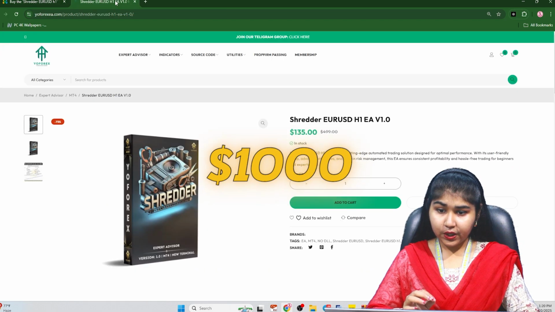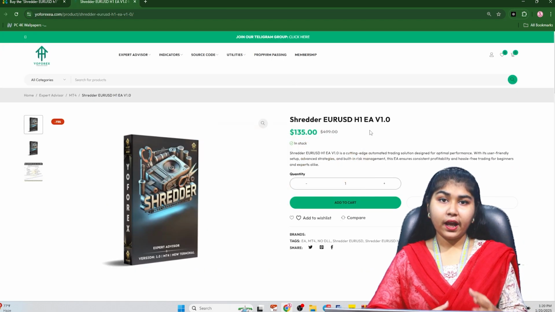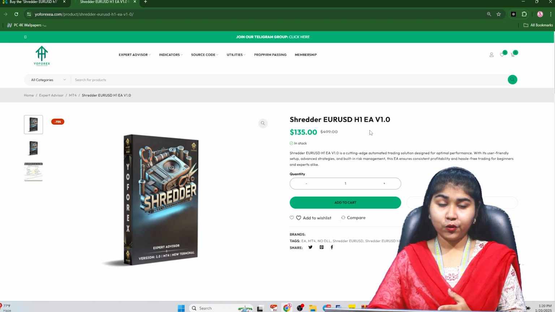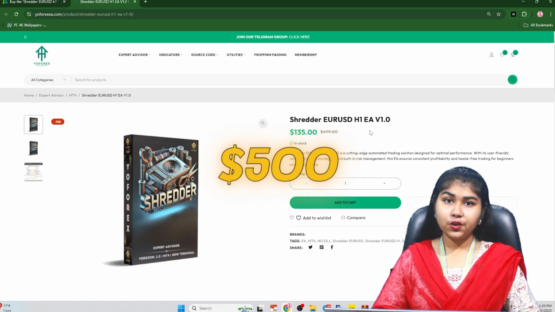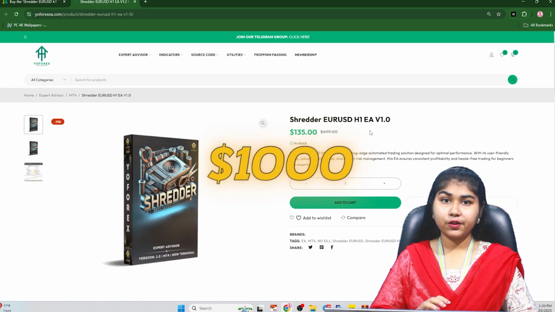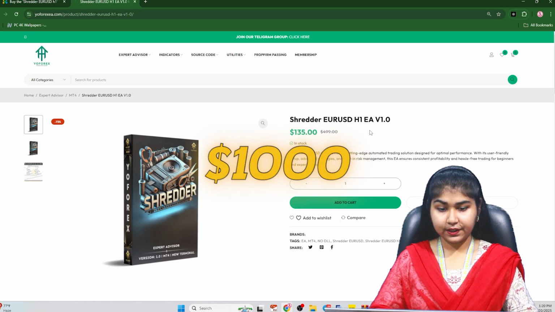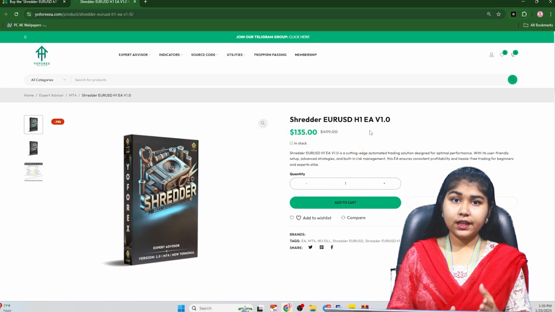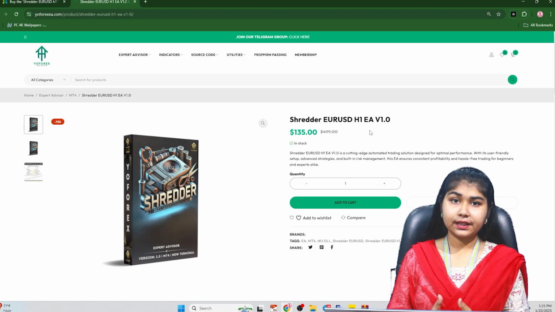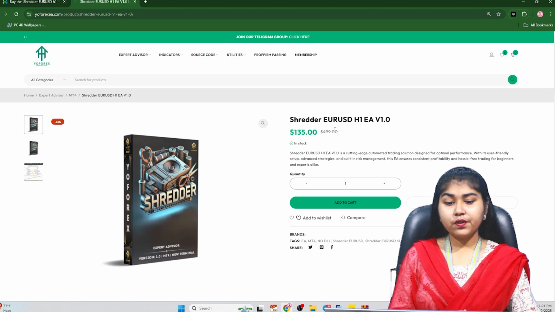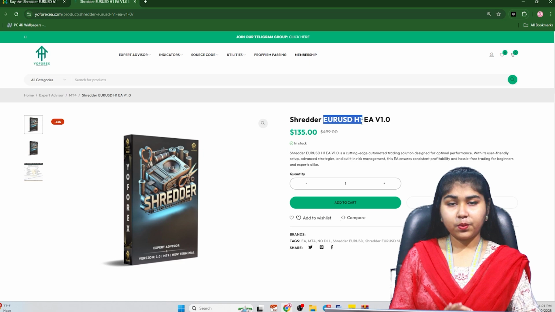So if you try this expert advisor on a small account, your account can get blown because it has a really huge drawdown. So try this expert advisor on a minimum $500 account, or at least $1,000, for safer results. Otherwise, you can try this expert advisor on a demo account first, then on a small real account. Try Euro USD and H1 time frame for optimal results.